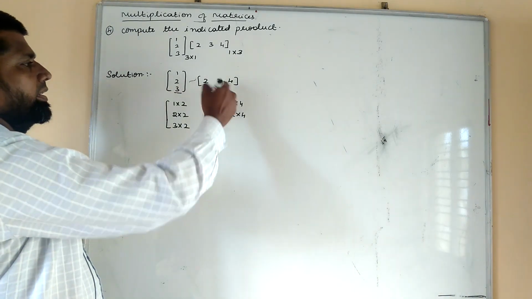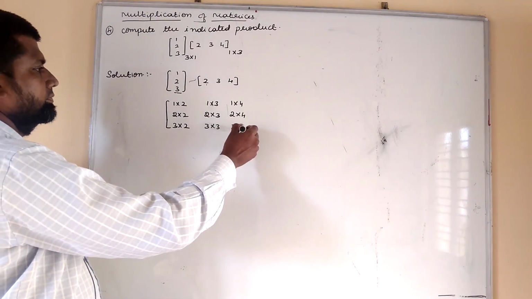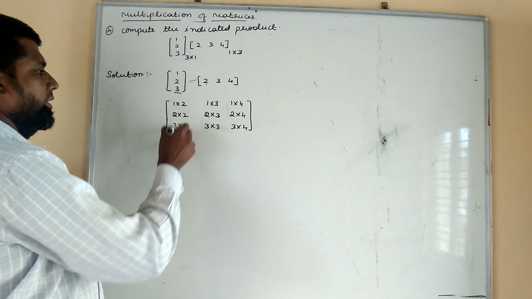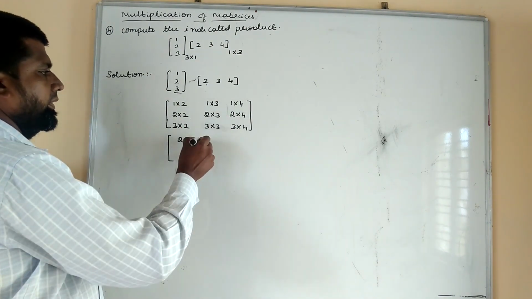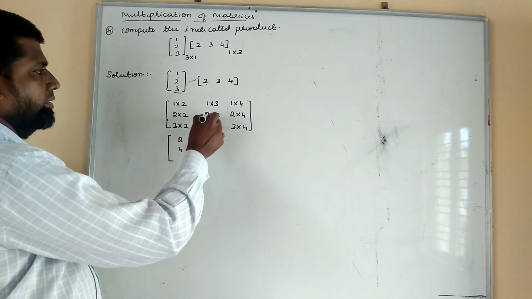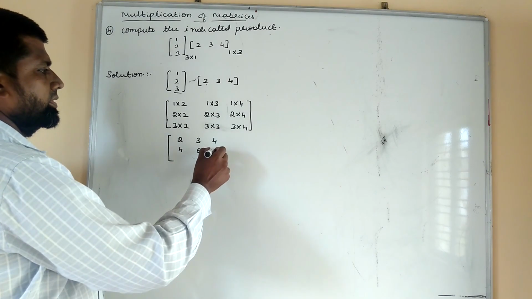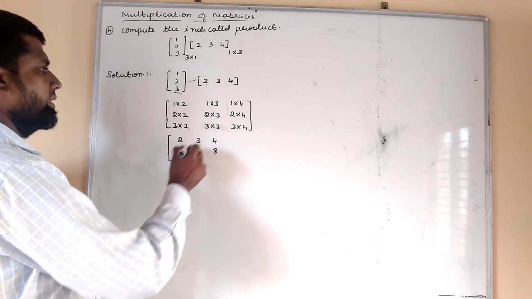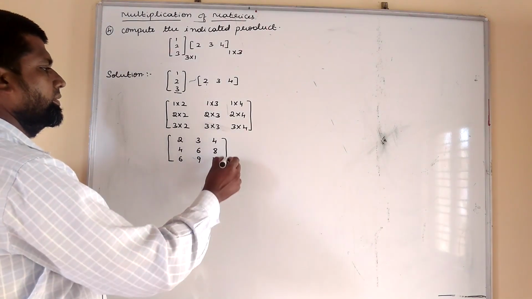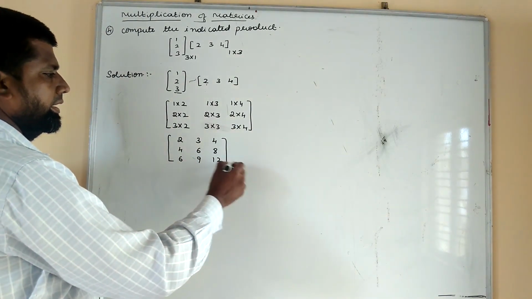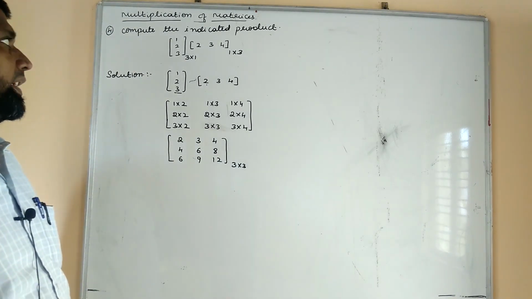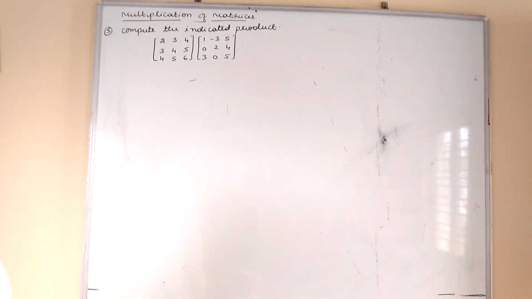Third row is multiplied with third column. One into 2 is 2, 1 into 3 is 3, 1 into 4 is 4, 2 2s are 4, 2 3s are 6, 2 4s are 8, 3 2s are 6, 3 3s are 9, 3 4s are 12. So we got the matrix of order 3 cross 3 by multiplying the two matrices. Let's go for the next fifth problem.